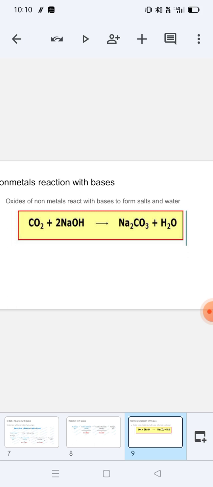Study the displacement reaction. The very important concept is what? A more reactive metal displaces the less reactive metal.